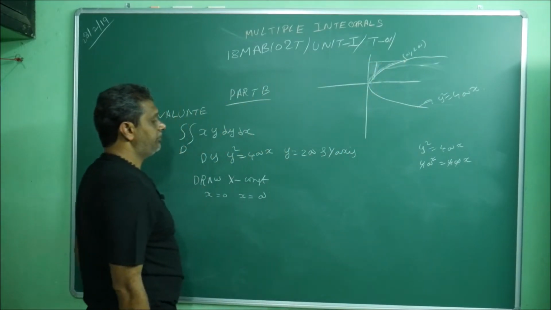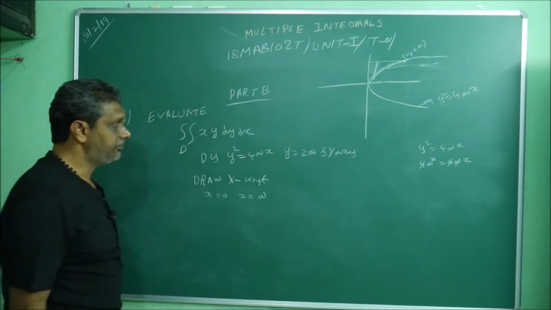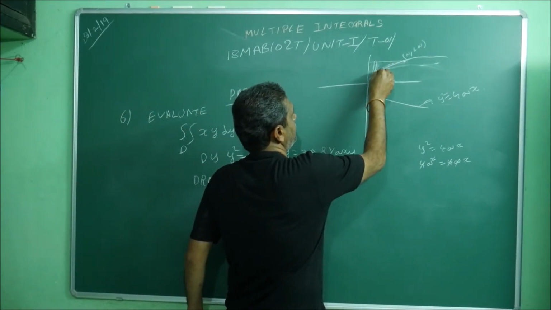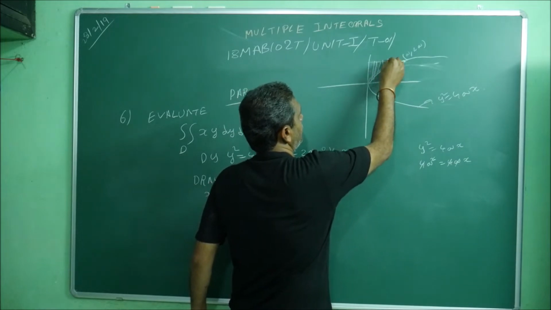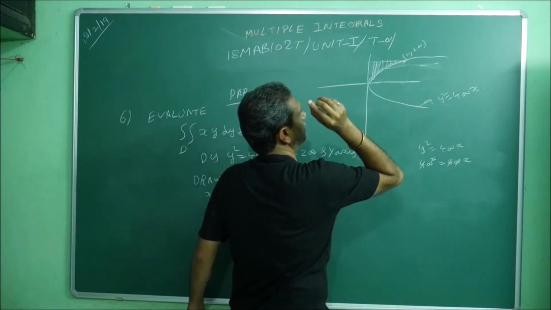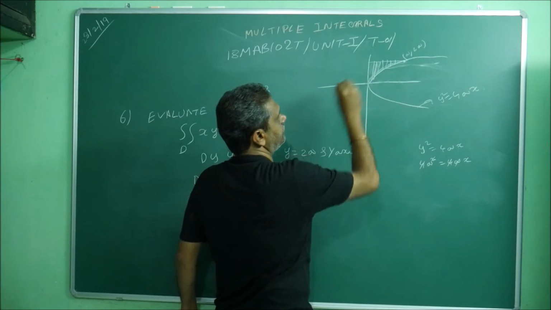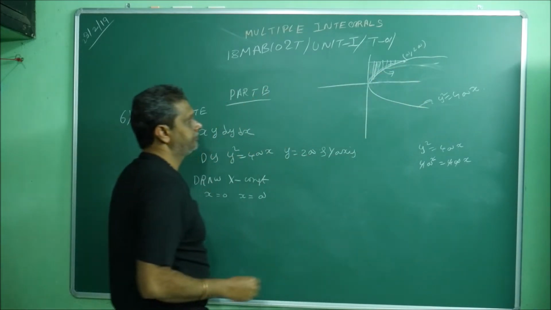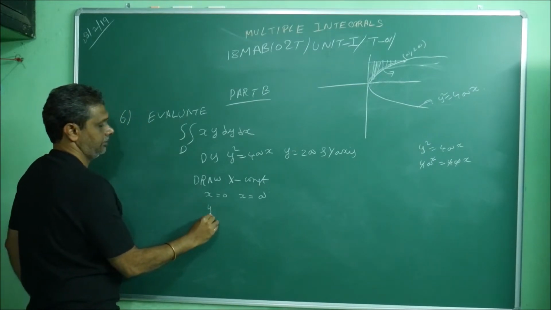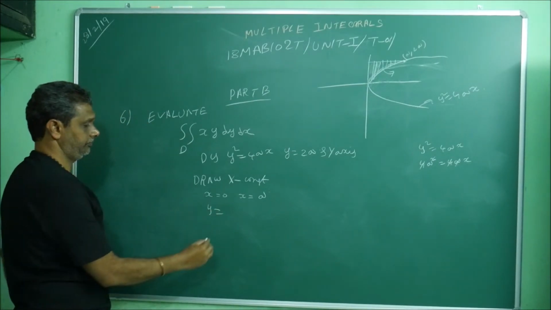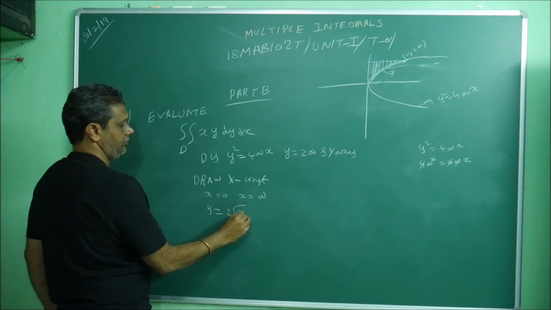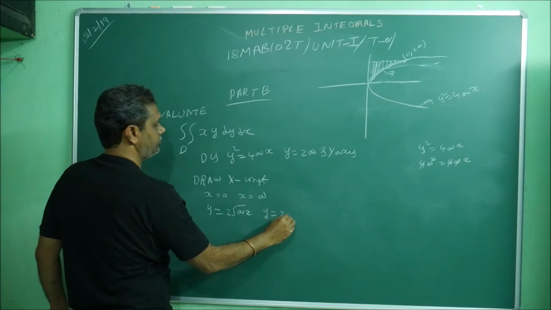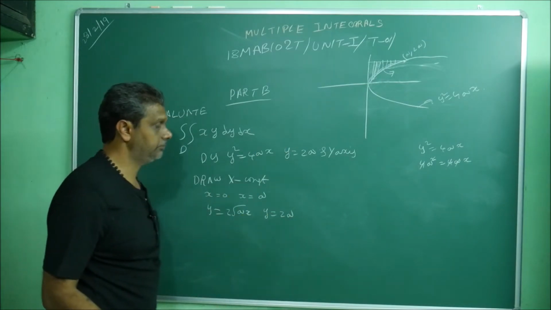But when I come to y, I am traveling in the y axis direction from the parabola to this line. So what is my y? Y is equal to 2 root ax, up to y is equal to 2a. That line you are familiar with.